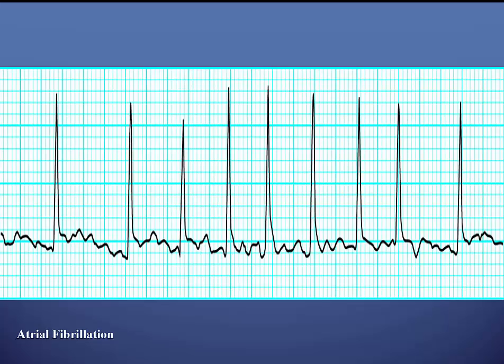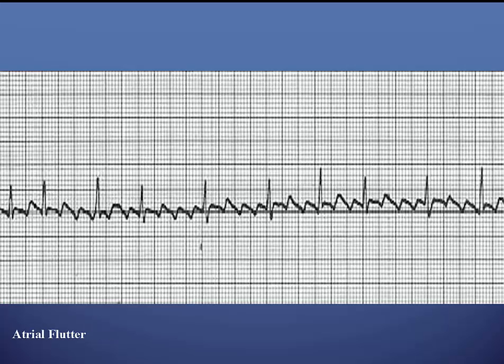This rhythm is atrial fibrillation. This rhythm is showing atrial flutter.